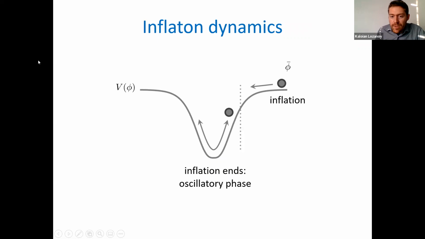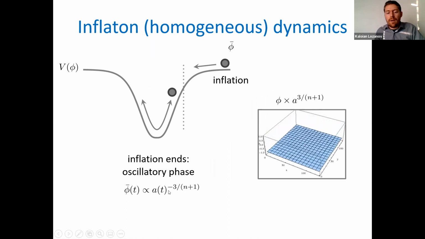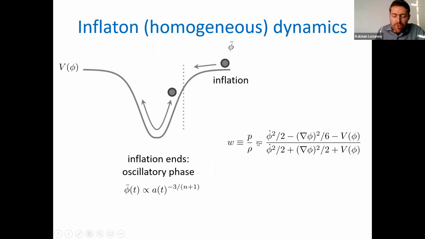We adopt the standard picture in which after the end of slow-roll inflation, the inflaton begins to oscillate about the bottom of its potential. If we assume that the inflaton remains homogeneous, then the amplitude of inflaton oscillations decays with time or scale factor in the usual manner. We can then turn our attention to the equation of state parameter w, defined as the ratio of the pressure and energy density, written out explicitly here.